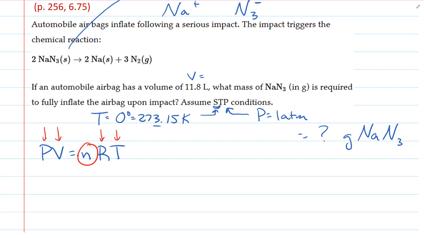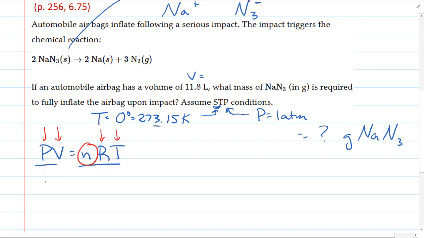Oh, be careful here. Which gas is going to be found in the airbag? Nitrogen gas, exactly. So when we calculate the number of moles, we're not calculating the number of moles of sodium azide, we're calculating the number of moles of nitrogen gas that are used to inflate the airbag. This is the only gas that's in here. So we'll find N by rearranging this equation.